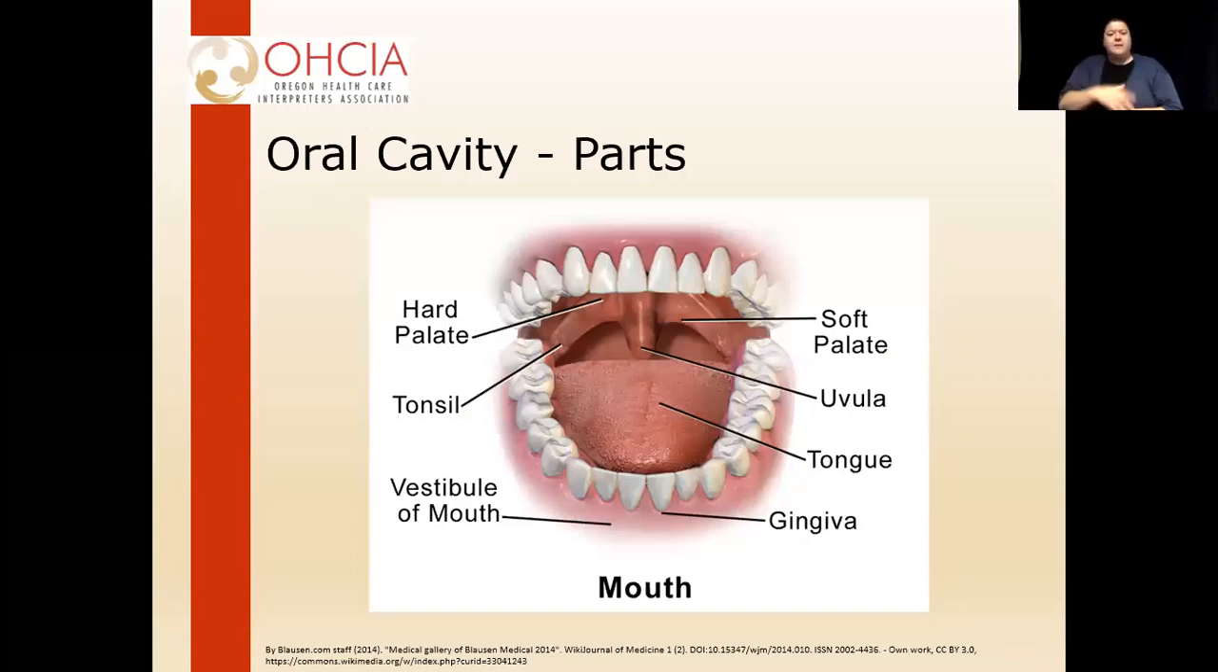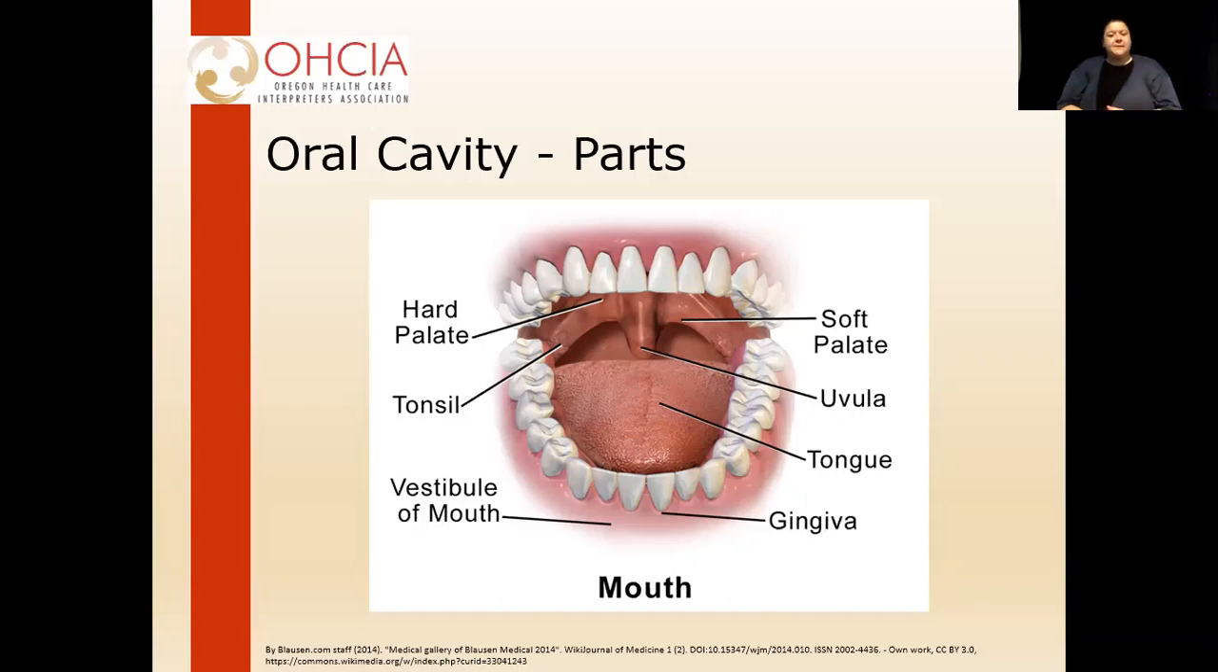The top part of your mouth is the hard palate. That's what divides your oral cavity from your nasal cavity. There's a soft palate, which is like a little curtain that comes down off the hard palate in the back. That's where your tonsils are located, and also where the uvula is, that little part that hangs down in the back.